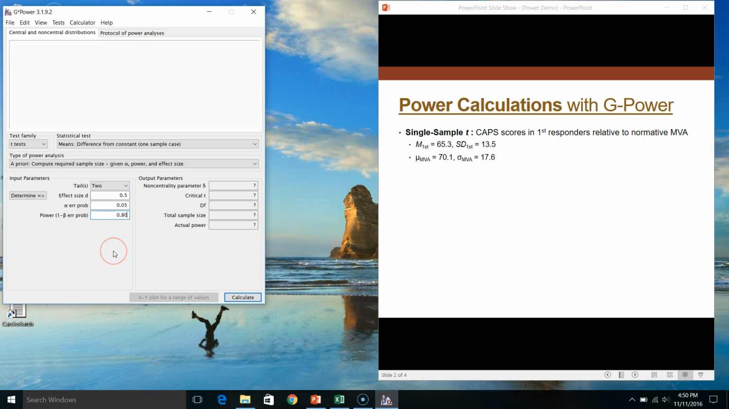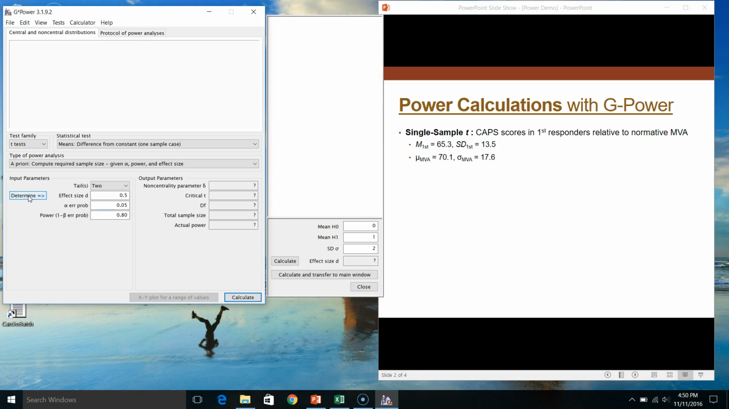So we've got alpha at 0.05, power at 0.80, a two-tailed test, and now we need to calculate our effect size. If you know your effect size, you can just type it in and be done with it. However, GPower makes it easy. We can hit determine, and it kicks out a little table right here. And then we can calculate our effect size within GPower.